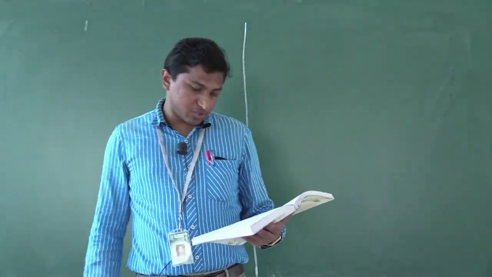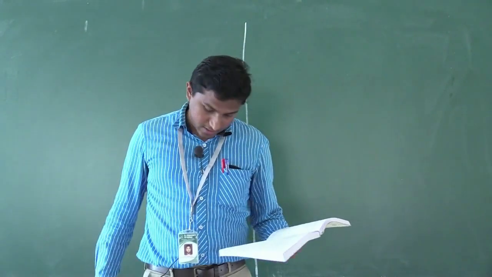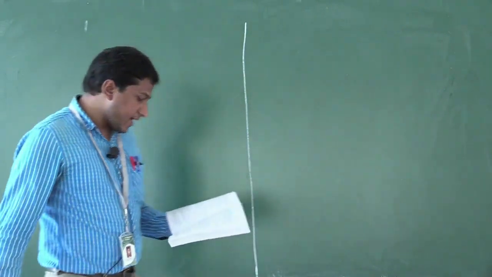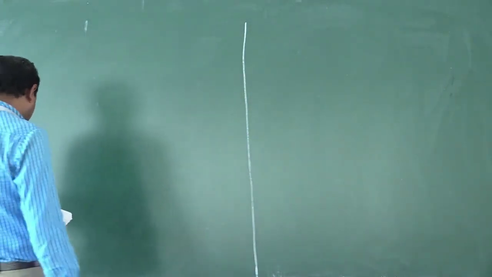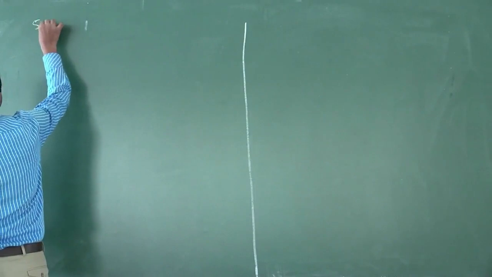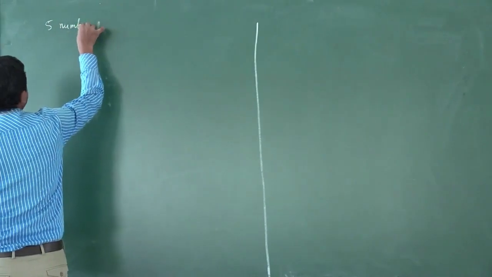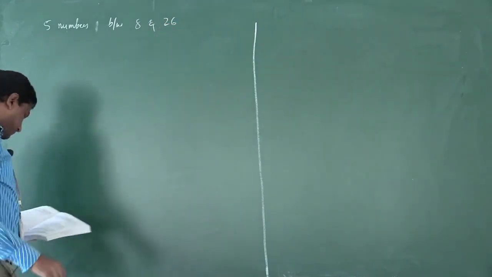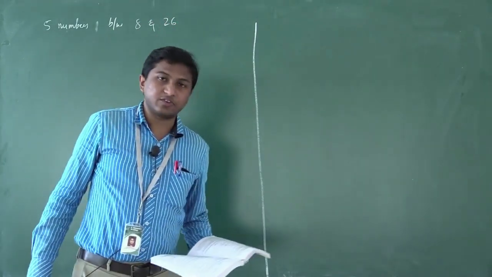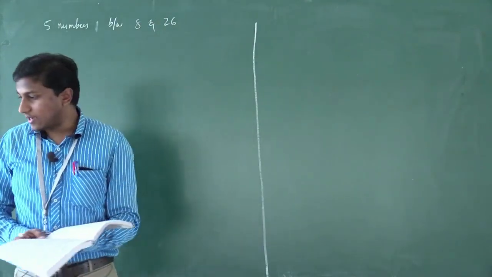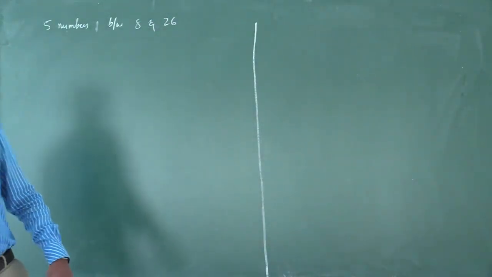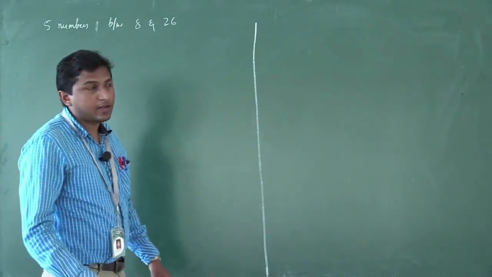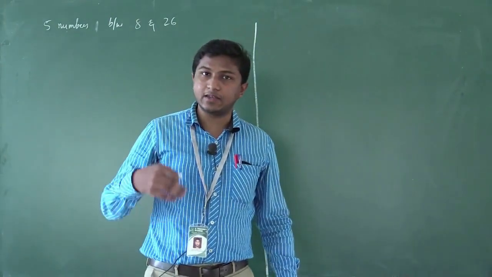Write down the next problem, students. This is the last problem under AP. Insert 5 numbers between 8 and 26 such that the resulting sequence is an AP.